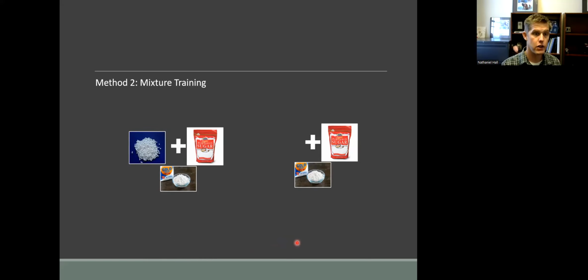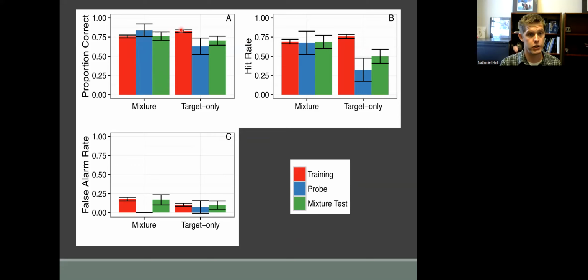We found that overall, in our mixture group versus our target only group, we had relatively similar proportion corrects in the training scenarios. Then when it came to the probe trials, our mixture dogs tended to perform slightly better than our target only dogs. And when it came to the components that they were familiar with, our mixture dogs performed better than our target only dogs. In terms of false alarm rate, it was basically the same across the board. It didn't change too much, at least in a non-significant manner.